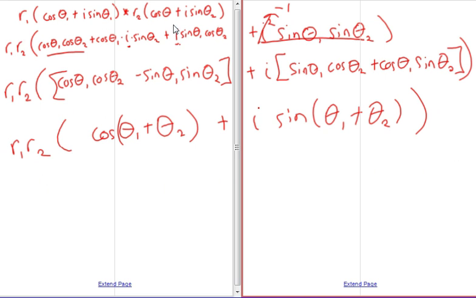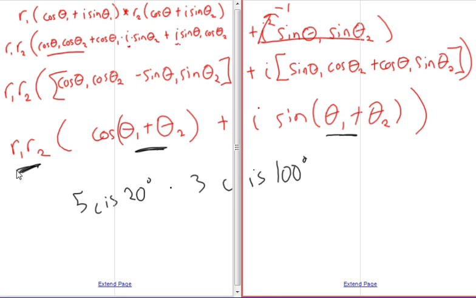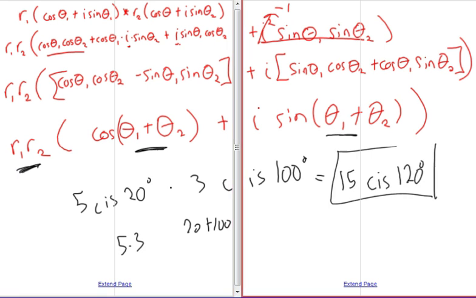Whenever you have two complex numbers in polar form and you are multiplying them together, the result is the product of their magnitudes and then the cosine and sine of the sum of the angles. So that's pretty cool. Back to our example, 5 cis 20 degrees times 3 cis 100 degrees. It's going to be just the 5 times 3, which is 15, and the 20 plus the 100. So that's going to be 15 cis 120.